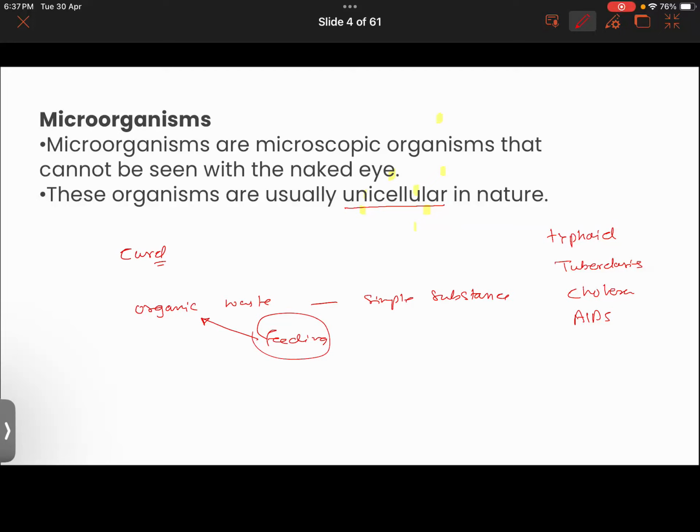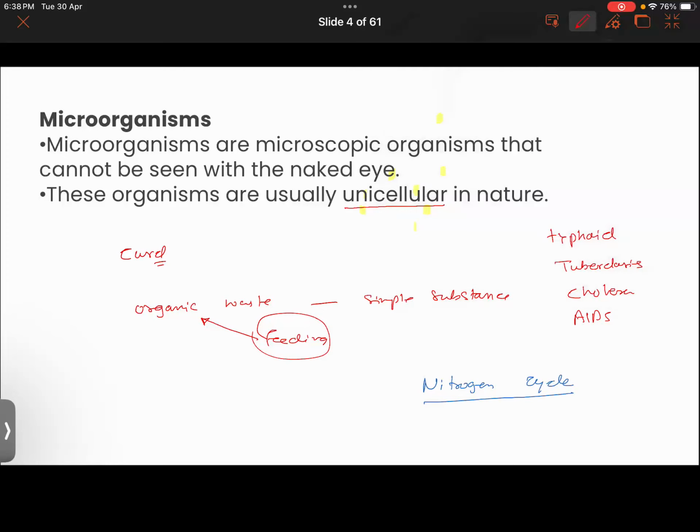Now, you must have heard of the nitrogen cycle. How many of you have heard of the nitrogen cycle? None of you? Basically, in the nitrogen cycle, what happens?